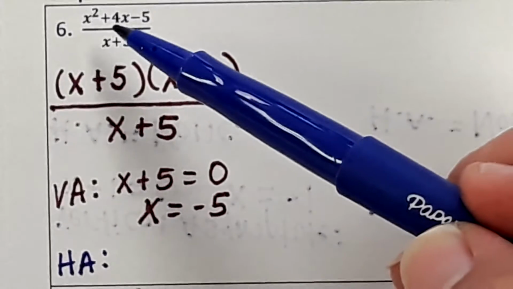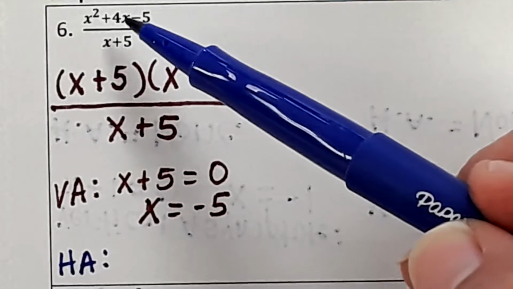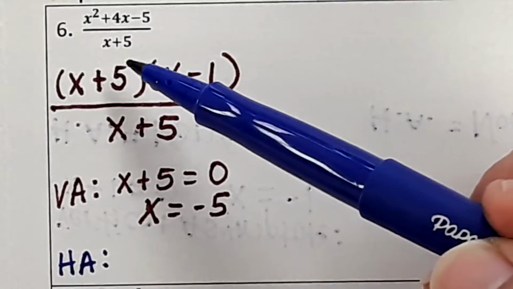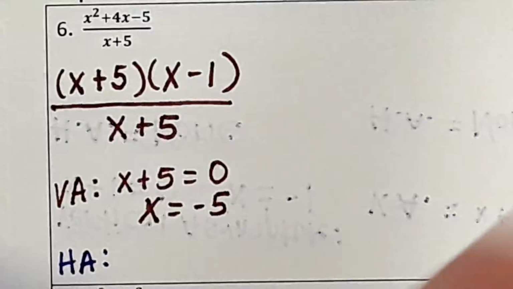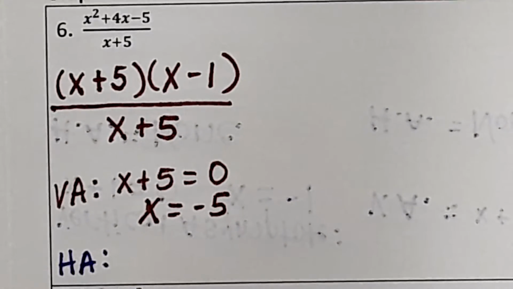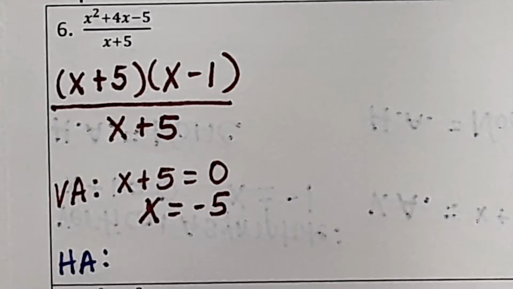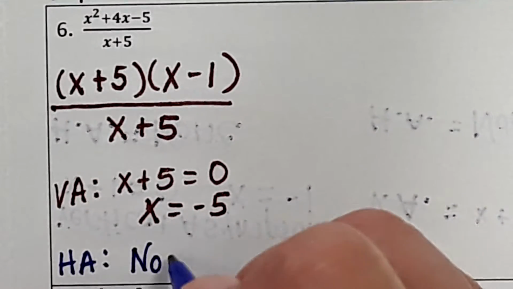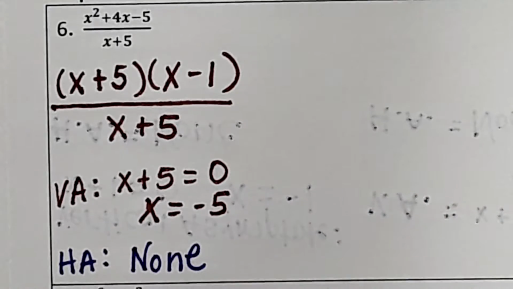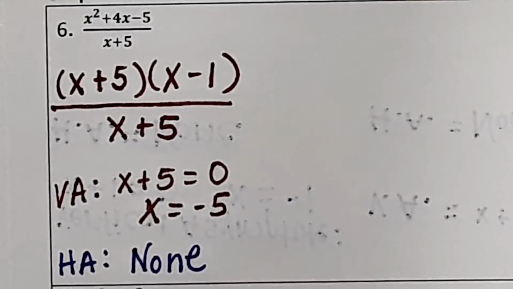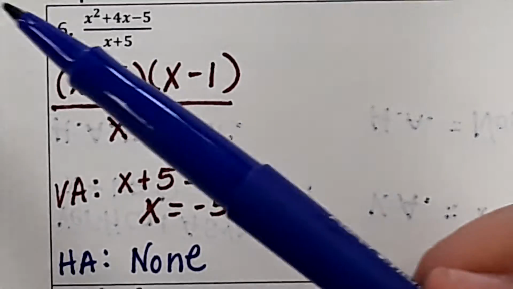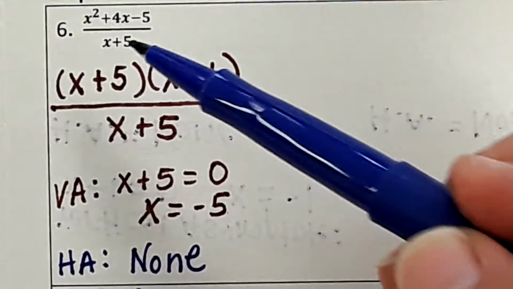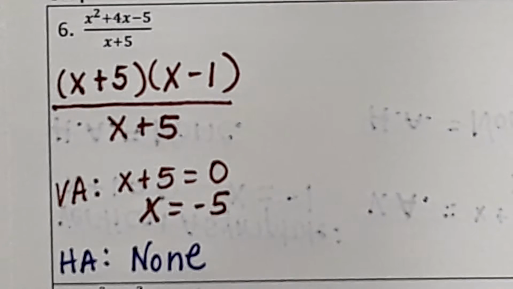What is the degree of the numerator? 2. What is the degree of the denominator? 1. So if the numerator is greater than the denominator, what type of horizontal asymptote do I have? There's none. Okay, so that's good to know. Now here's the other thing. Yesterday, when I said if the degree was 1 more than the denominator, we found an oblique asymptote.